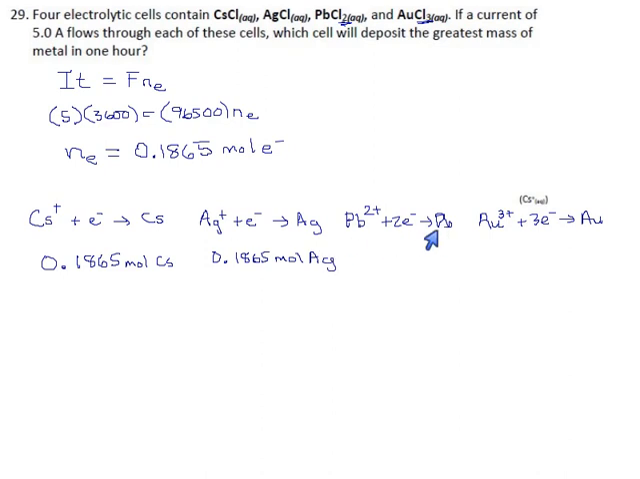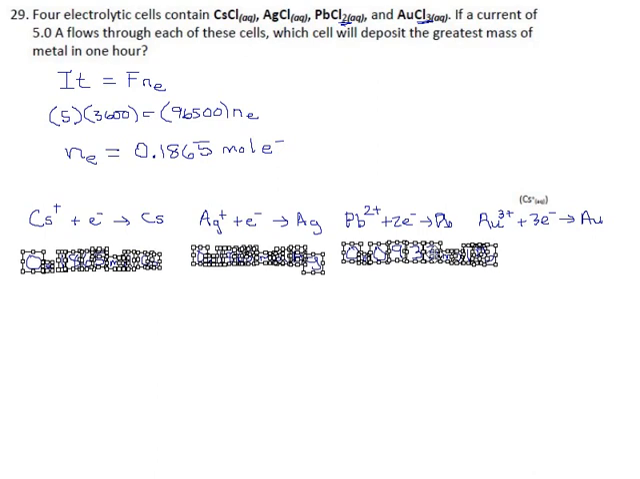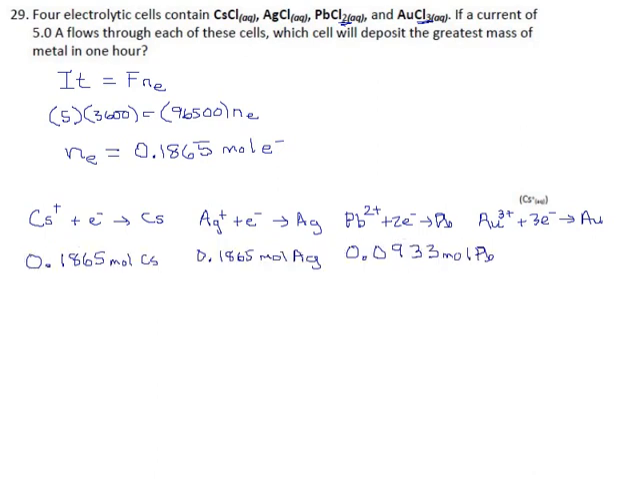For lead, it takes 2 moles of electrons to get 1 mole of lead. In other words, take the amount of electrons you've got, divide by 2, and that'll tell you the amount of lead that you have. So we take our number of moles of electrons, cut it in half, and we get 0.0933 moles of lead. Sorry, tight for space. I'm going to move these over as much as I can to make room for the gold.